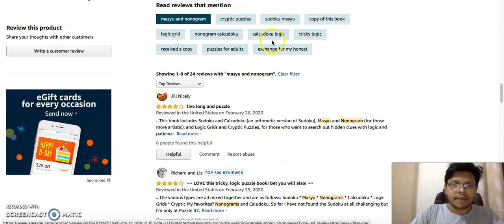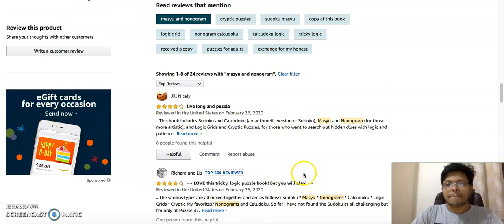Okay, so you've got cryptic puzzles. You've got Kalkudoku logic. I don't know what this means, but to me it looks like a combination of calculus and Sudoku. So yeah, so that's there, right? So people are actually using these terms in their reviews, and they're talking about the books. Okay, they're talking about these books being a Kalkudoku book, or these being a nonogram book or Masu book. You get the idea, right? So this is how I have found some of my golden nuggets.